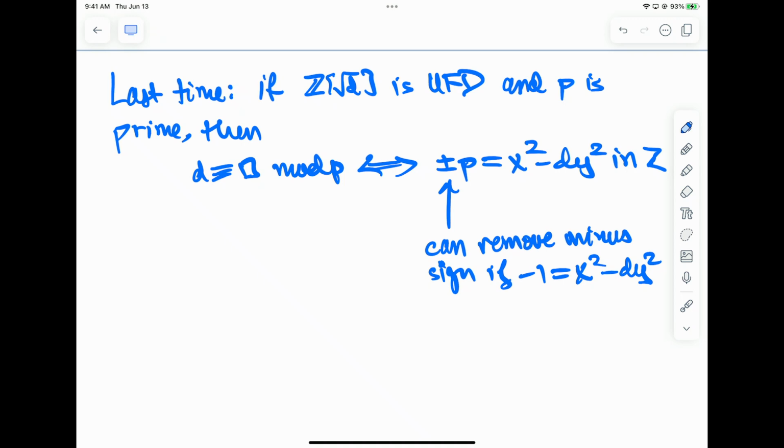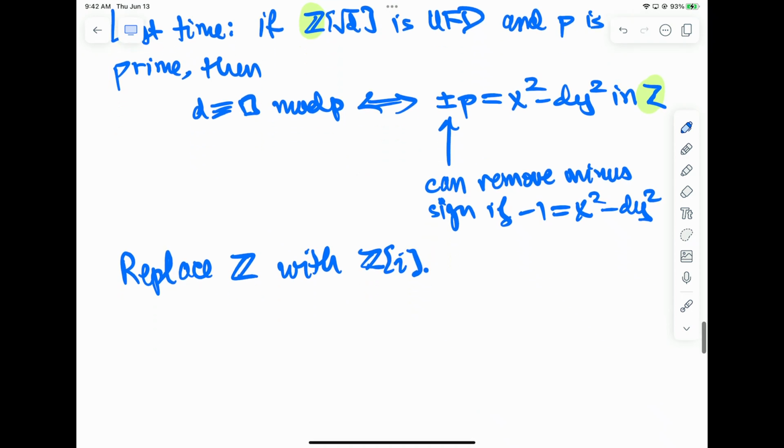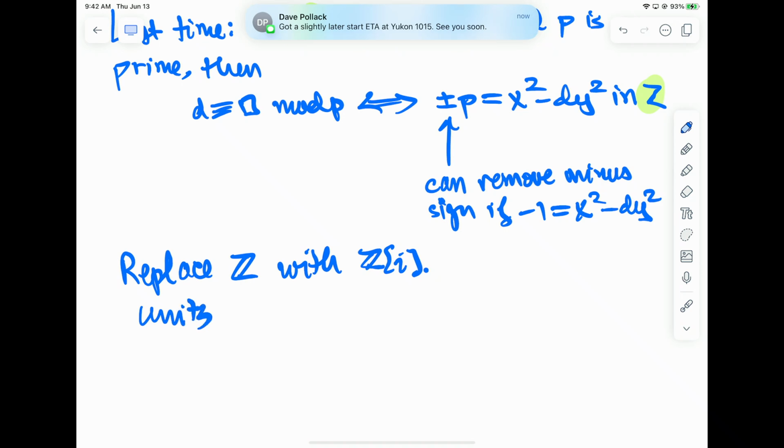So now let us replace Z[√d]. Let's replace the integers. We had integers here, a quadratic ring over the integers. Let's replace Z with Z[i]. Okay, so in the integers, plus or minus 1 are the units. In Z[i], the units, now we're getting messages on top.